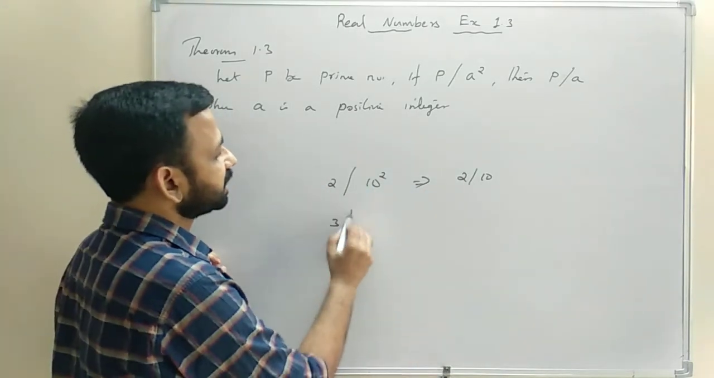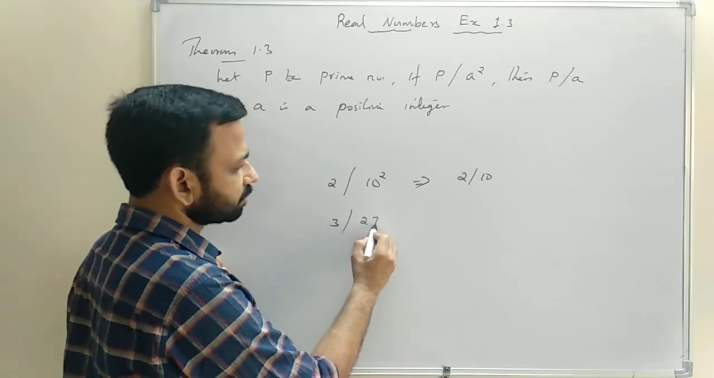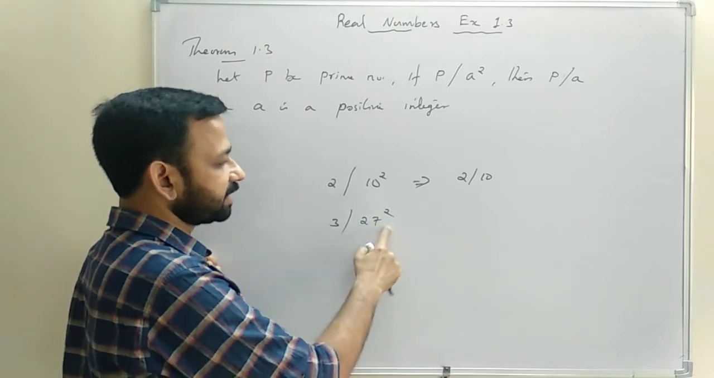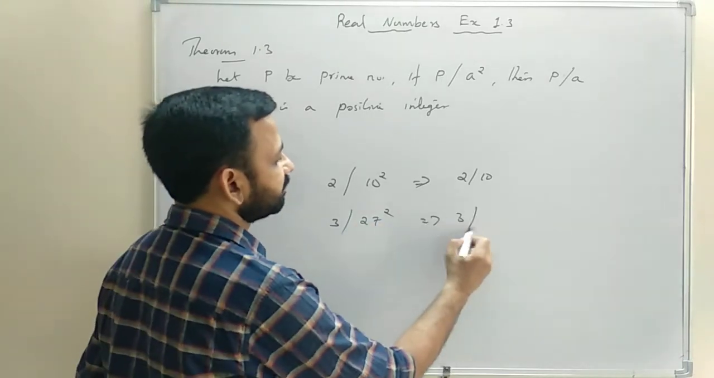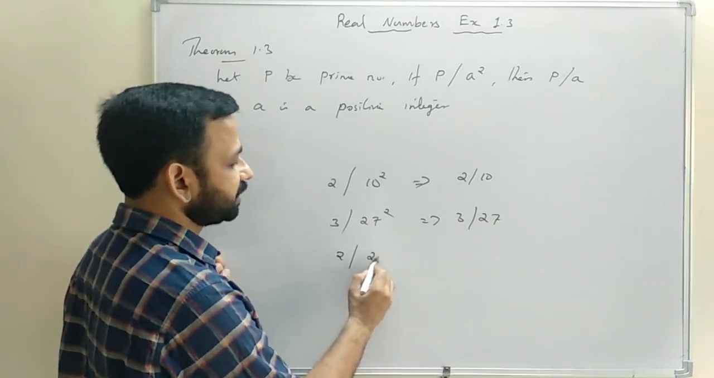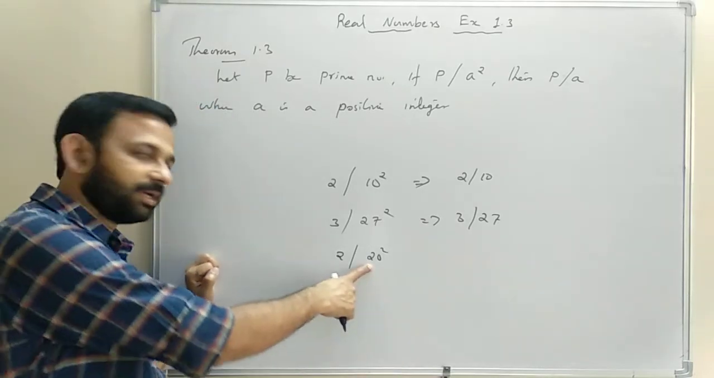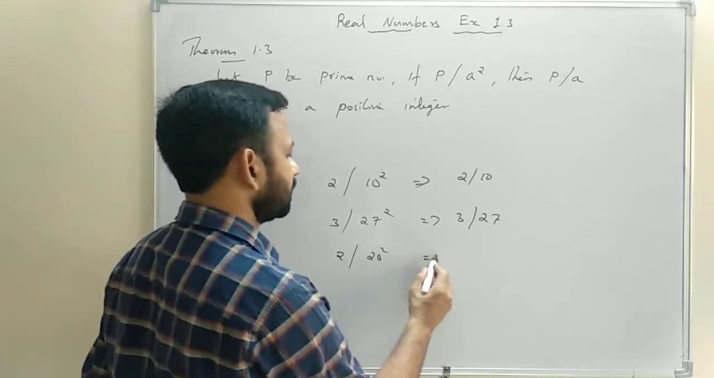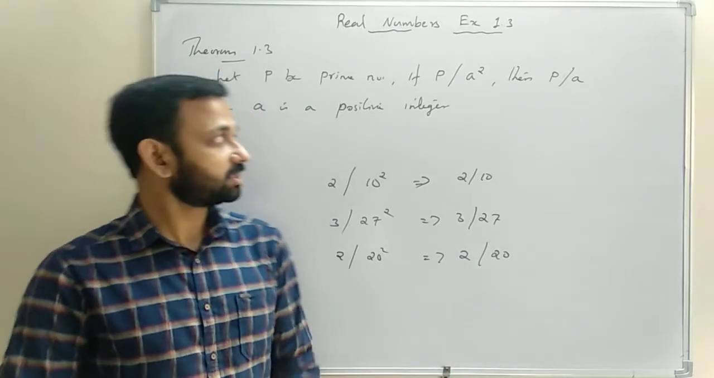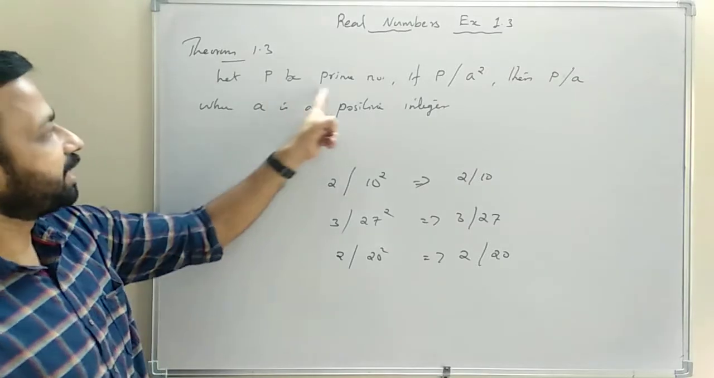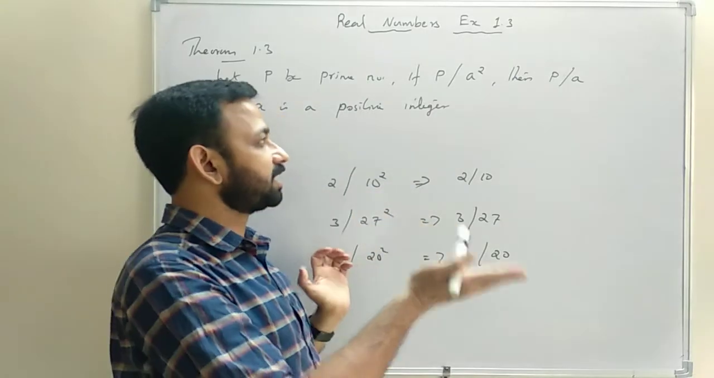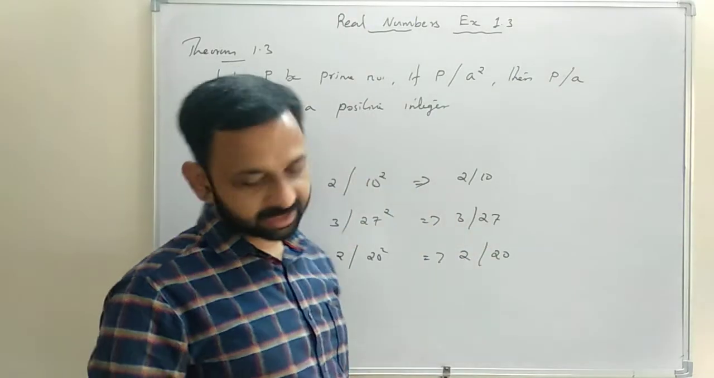Another example: 3 divides 27 square. 27 square is divisible by 3, which implies 3 divides 27. Or 2 divides 20 square. 20 square is 400. 400 is divisible by 2. Therefore, we can say 2 divides 20. 20 is also divisible by 2. That is the theorem, so the statement of the theorem is important here. Let p be a prime number. If p divides a square, then p divides a, where a is a positive integer and p is a prime number.